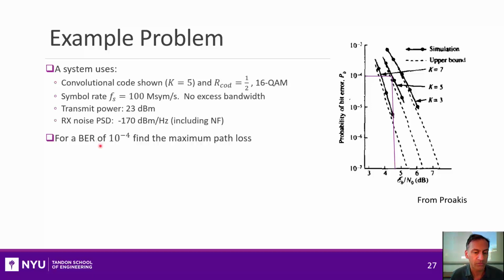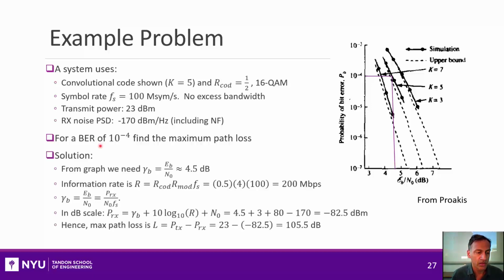I want you to find the maximum path loss. Well, that's pretty easy. I say, okay, 10 to the minus 4 is here, and I'm going to use this code, which is this line here. That's the constraint length 5, and it needs an Eb/N0 of about 4.5 dB. All right, so that's that. The information rate that I would be getting if I could transmit this would be the code rate, 1/2, times the modulation, 16-QAM, times 100 megasymbols per second. So in this case, we'd be getting about 200 megabits per second. So it's a very high-speed link.